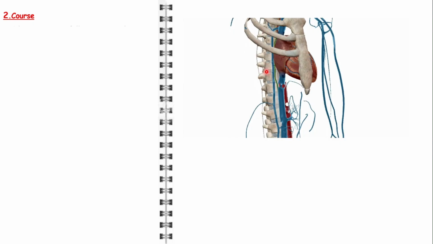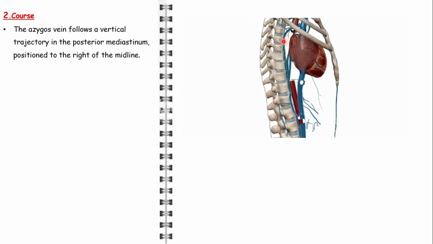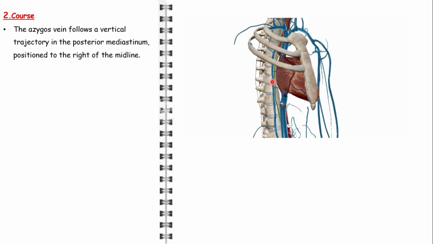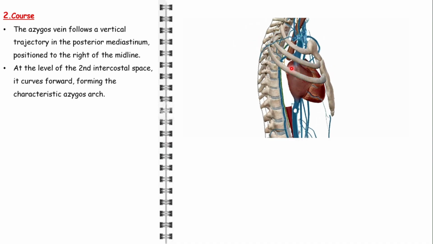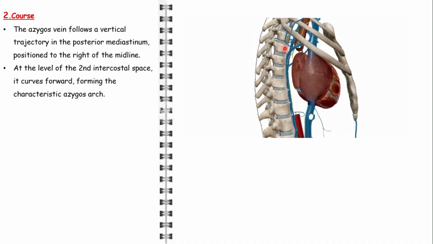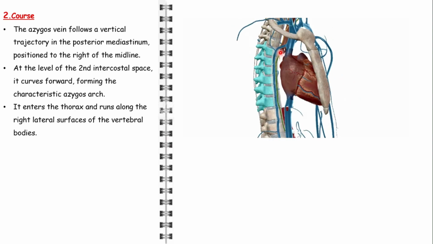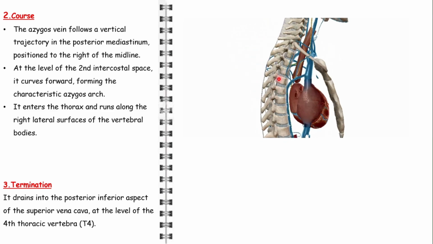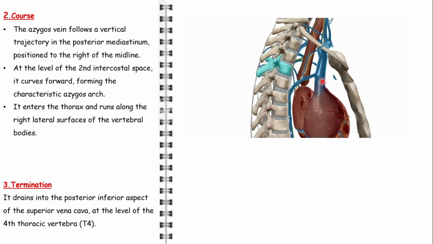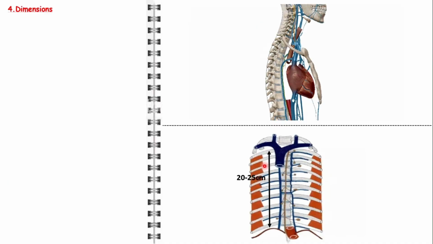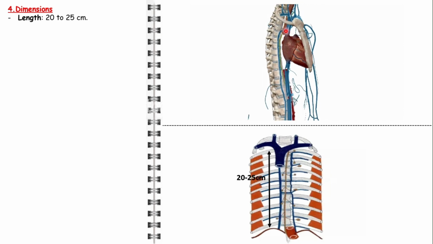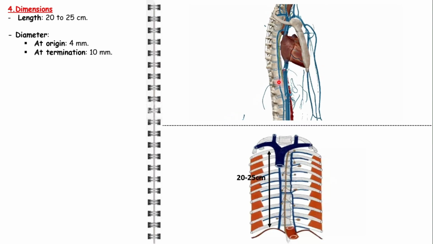The azygos vein follows a vertical trajectory in the posterior mediastinum, positioned to the right of the midline. At the level of the second intercostal space, it curves forward, forming the characteristic azygos arch. It enters the thorax and runs along the right lateral surfaces of the vertebral bodies. It then drains into the posterior inferior aspect of the superior vena cava, at the level of the fourth thoracic vertebra. The azygos vein has a length of 20 to 25 centimeters, and a diameter of 4 mm at its origin and 10 mm at its termination.